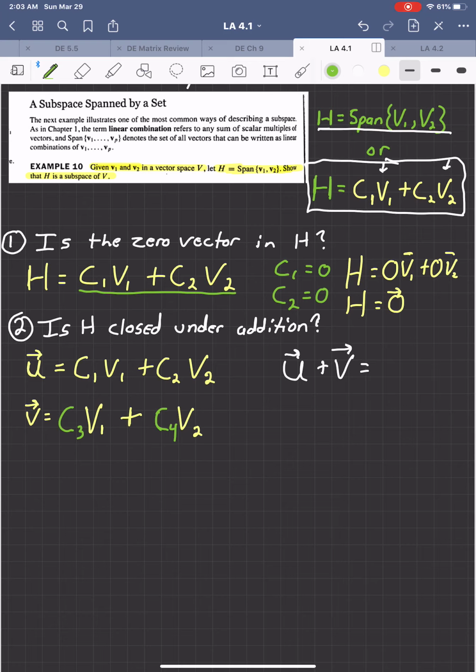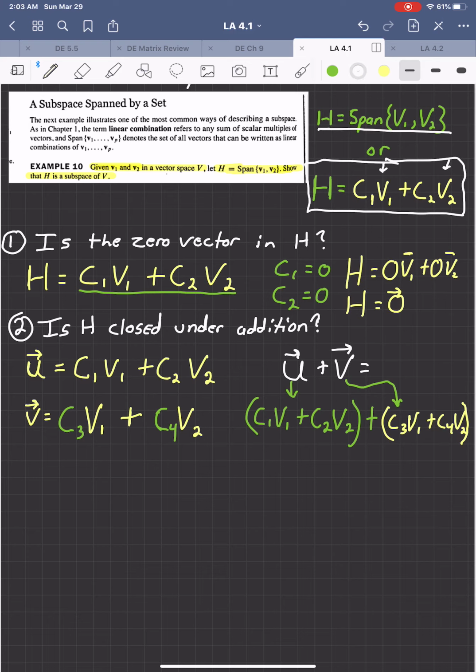So let me go ahead and write this as c sub 1 v sub 1 plus c sub 2 v sub 2, plus, right? So that's u. And now let me write v: c sub 3 times v sub 1 plus c sub 4 times v sub 2. And now let me just make sure I haven't done anything silly, right?